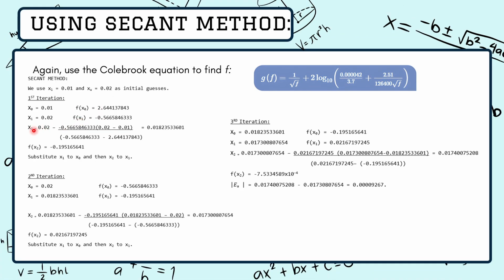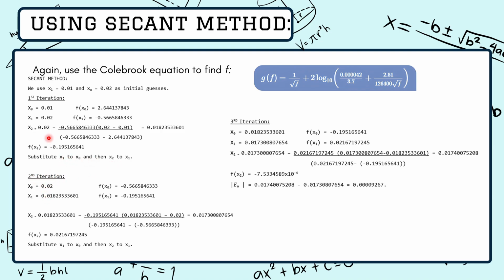Then we find the root x sub 2 using the formula x sub 1 minus f of x sub 1 times x sub 1 minus x sub o, all over f of x sub 1 minus f of x sub o. Then we get this value and plug it into this equation to find the value of the function of x sub 2, which is negative 0.095165641. Then we substitute the value of x sub 1 into x sub o, and x sub 2 into x sub 1 for the second iteration.